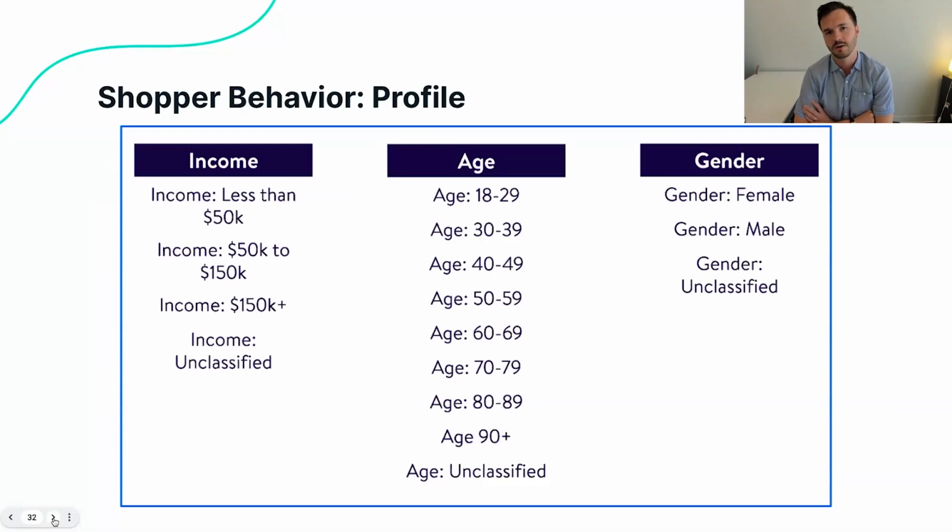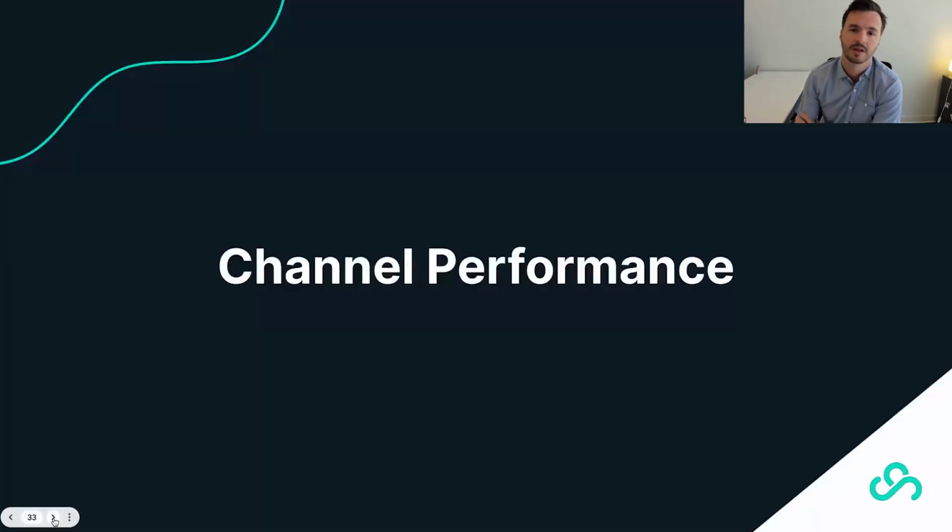So for the profiles and shopper behavior, here are some of them. You can split up by gender. You can split up by age, which is a very important one, from 18 to 29 to above 90, and the income bracket as well is super important too. So that's a little window into what those are like.